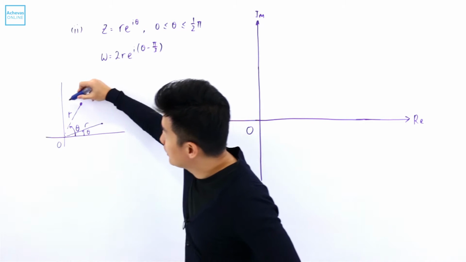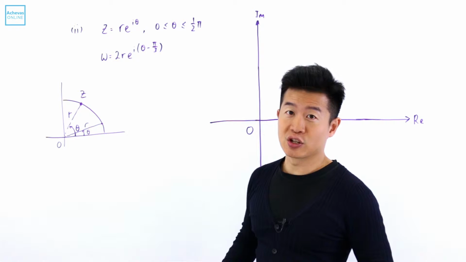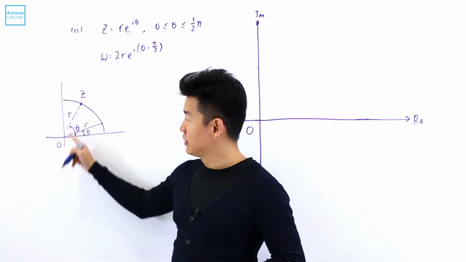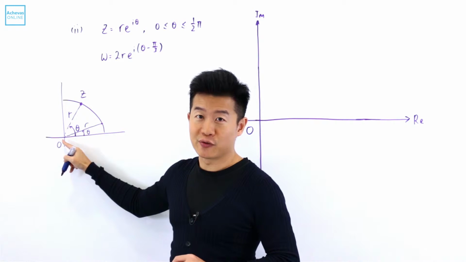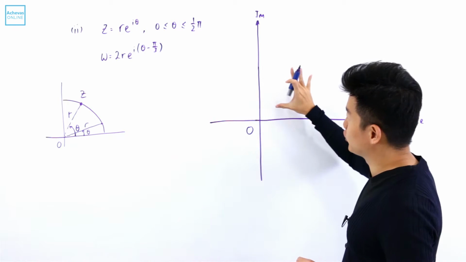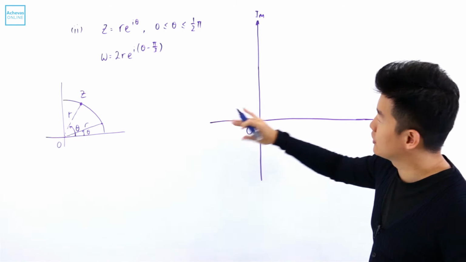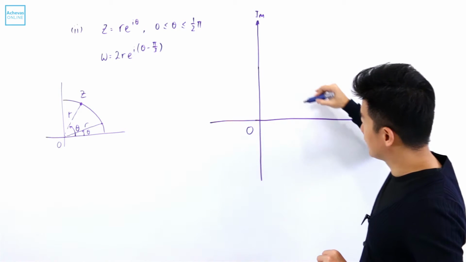If I were to join all the possible positions of Z that I can visualize on this Argand diagram, can you see that Z is going to take up the circumference of a circle with the radius as R, and the origin is going to be the center of that circle. So if I were to replicate what I've understood about Z onto the actual Argand diagram, there are two endpoints: one is here, the other one is here.